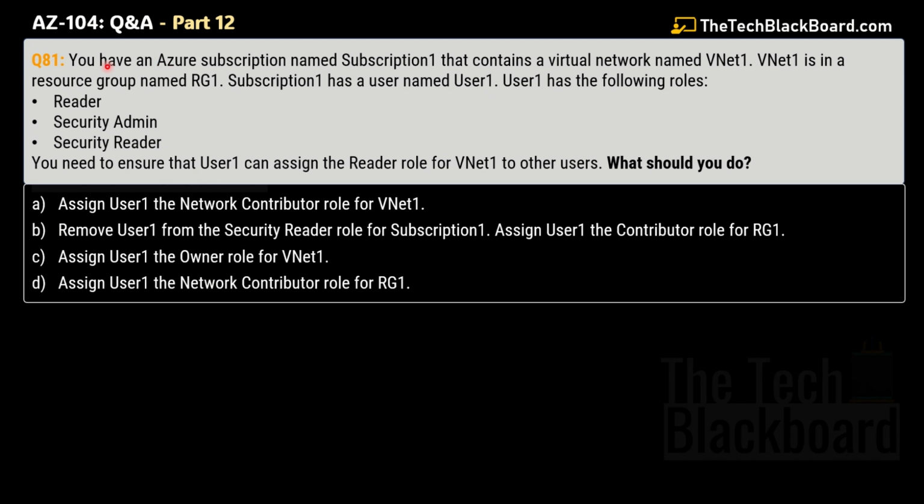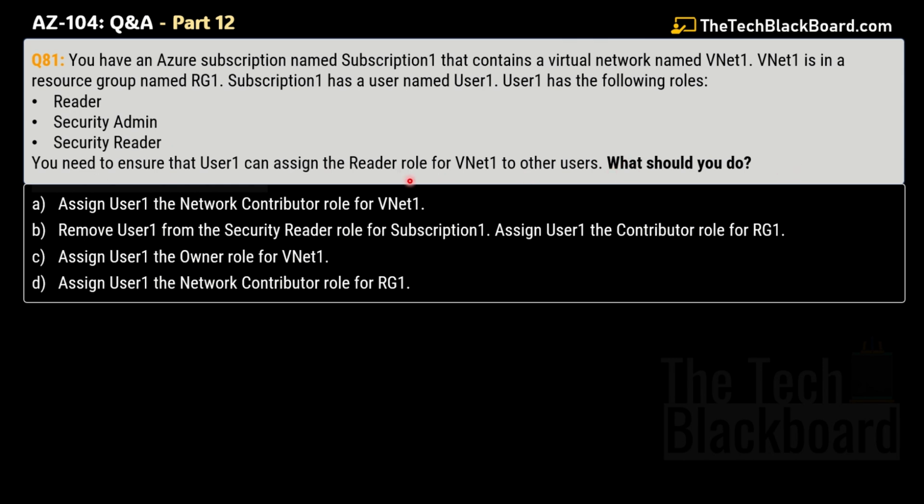The question says that you have an Azure subscription named Subscription 1 that contains a virtual network named VNet1. Now VNet1 is in the resource group named RG1. Subscription 1 has a user named User1. Now User1 has the following roles. Here you can see that User1 has the reader role. It also has the security admin along with security reader. And the question further says that you need to ensure that User1 can assign the reader role for VNet1 to other users. What should you do?